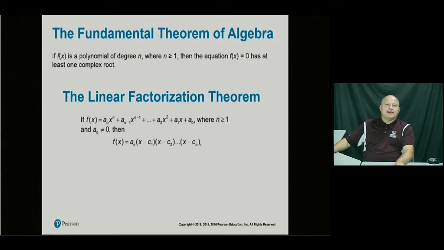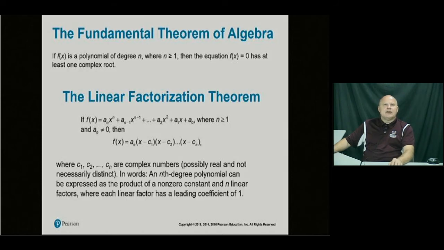And the linear factorization theorem. Remember that generic form of a polynomial of degree n. Then f of x equals a sub n times x minus c1, x minus c2, all the way out to x minus cn, where c1, c2, all the way out to cn are complex numbers, possibly real and not necessarily distinct. In other words, remember we can have repeated zeros, so c2 could be the same thing as c3. All of those are the zeros of the polynomial, and some of those zeros could be real, and some of them could be complex.